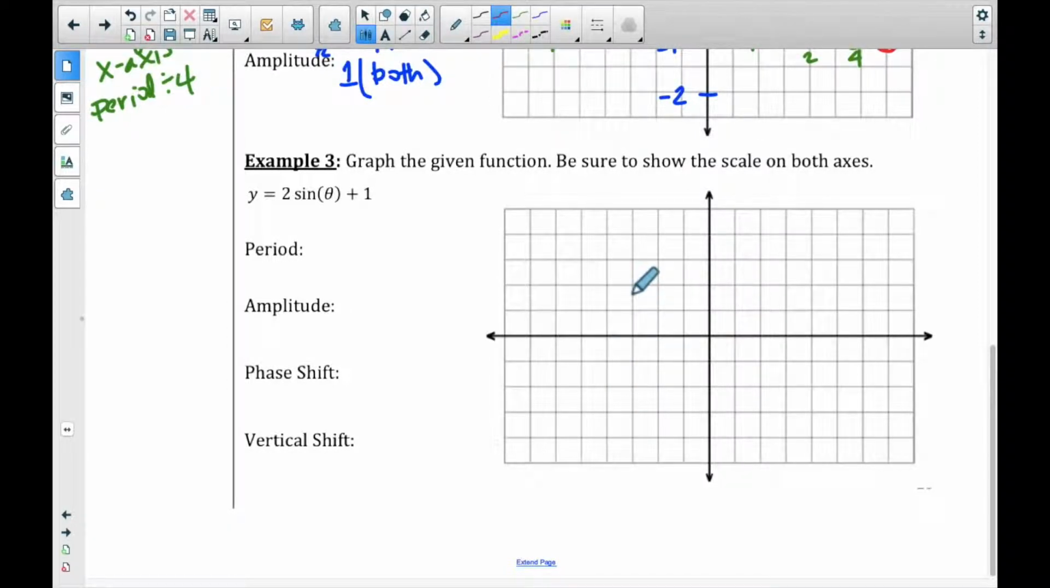Okay, example number 3, we just have a single function. So let's talk about this. The period comes from whatever we're taking the sine of. This theta, is there a number in front of it? No, there's not. So our period is just 2 pi divided by 1, which is 2 pi. That's our left and right.